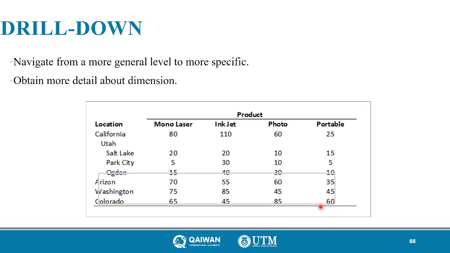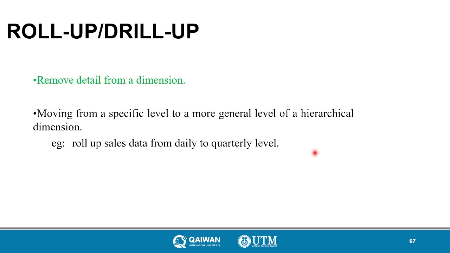Now the drill down would be going inside the detail, navigating from a more general level to a more specific one, to obtain more detail about the dimension. For example, if you want more information about Utah, we have Salt Lake, Park City, and Ogden. We would have information about all of them. And for example, we have Arizona, Washington, Colorado, and so on. Now, from Utah, we have the information about these three areas of Utah.